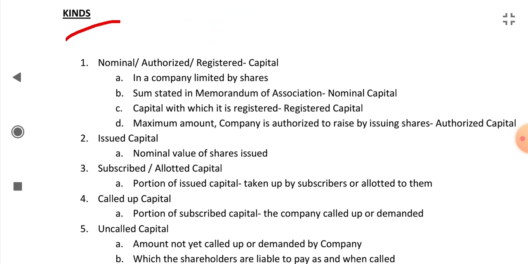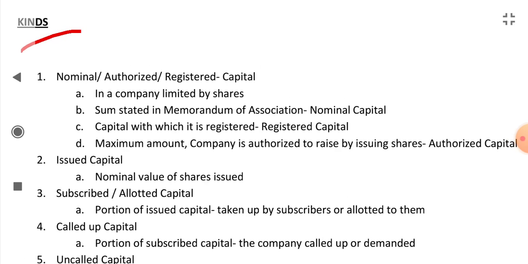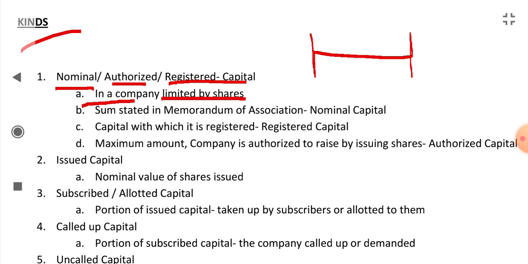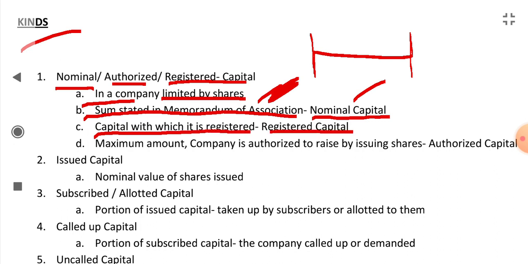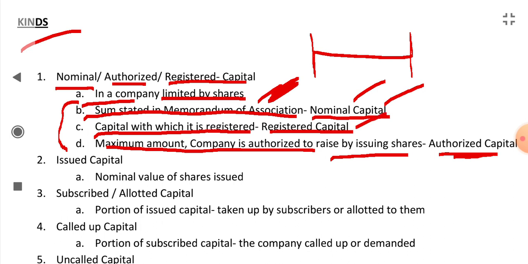What are the different kinds of capital? Firstly, what are nominal, authorized and registered capital? In a company limited by shares, the company which has share capital, the sum stated in the memorandum of association is known as nominal capital. The capital with which the company is registered is known as registered capital. And the maximum amount a company is authorized to raise by issuing shares is known as authorized capital. So nominal capital, registered capital and authorized capital.